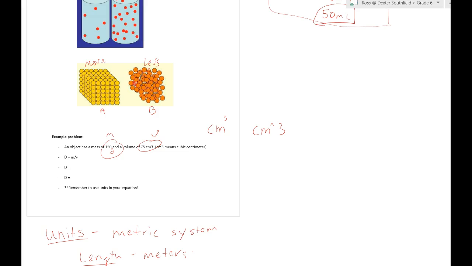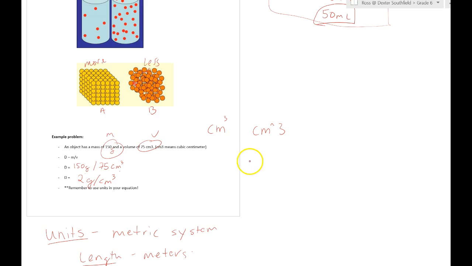I would also rewrite the equation every single time. So we take our mass, 150 g, divided by 75 cm to the 3rd. And see how I write the units in the problems? That's so that I remember in my answer what units I should have. 150 divided by 75 is going to be 2. g divided by cm3 will just be g per cm to the 3rd. Right? We can't actually divide grams by cubic centimeters. So therefore, they end up in our answer.